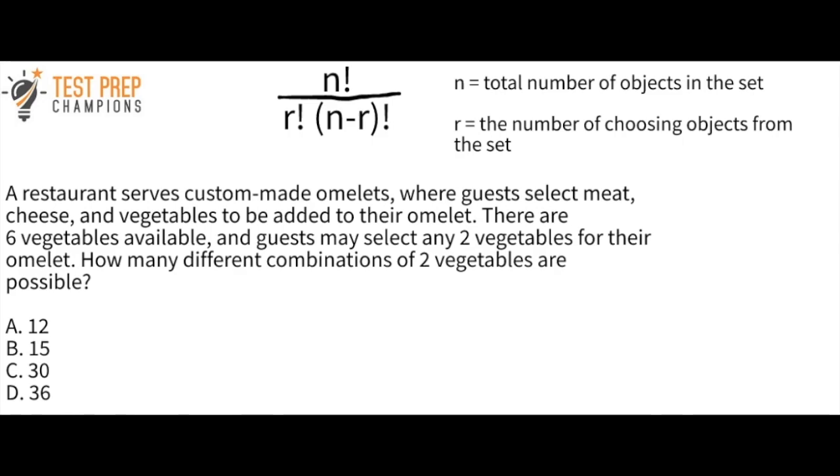There are 6 vegetables available, and guests may select any 2 vegetables for their omelet. How many different combinations of 2 vegetables are possible?